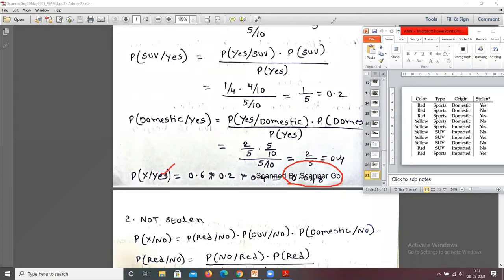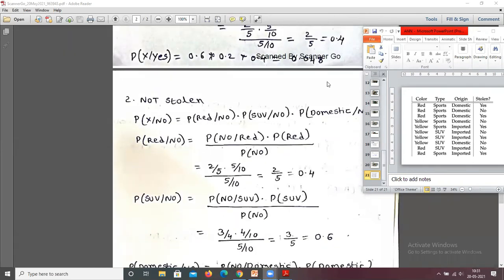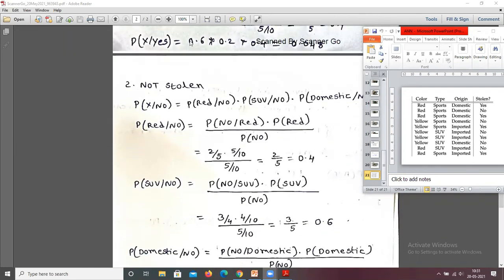Okay, we have another case: probability of not stolen. How can we calculate it? Probability of X given no: probability of red given no, probability of SUV given no, and probability of domestic given no. Here, for the probability of red given no, the same procedure: probability of no given red. How many no's for red? The total reds are 5. How many no's here? 2 no's, 1 and another one is this one, 2. So it is 2 by 5.